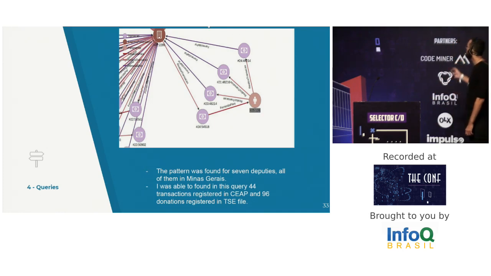With this query, I was able to find 44 transactions registered in the CEAP dataset and 96 donations registered in TSE files. And again, remember that the data model was really important, so I could execute the query and find the patterns as I wanted.